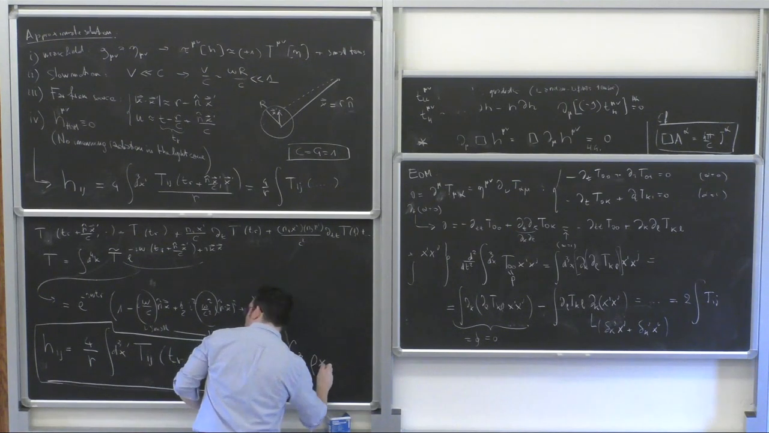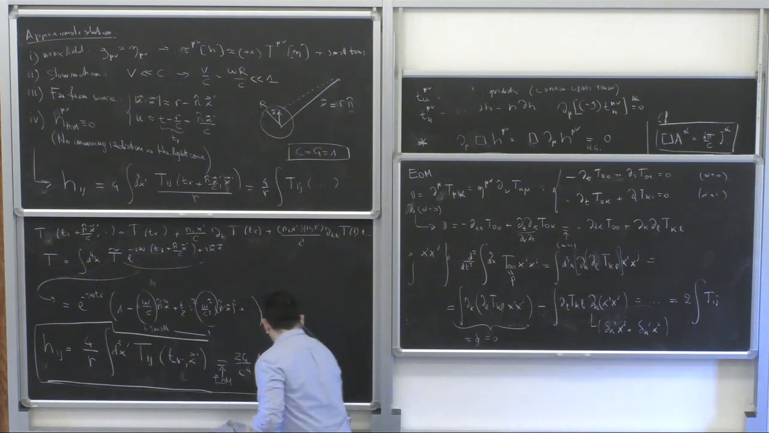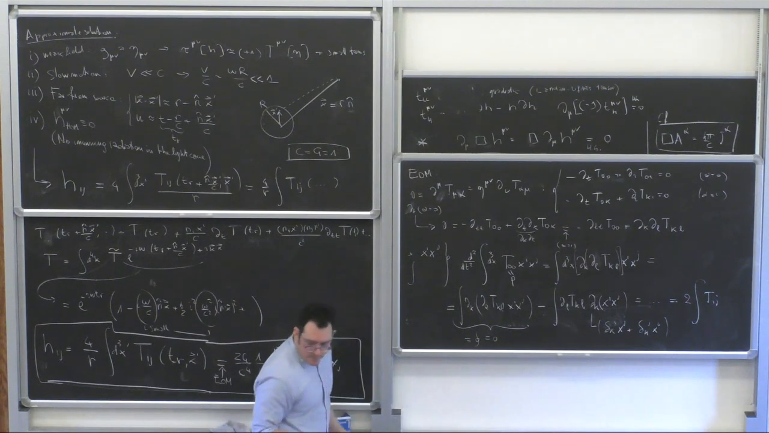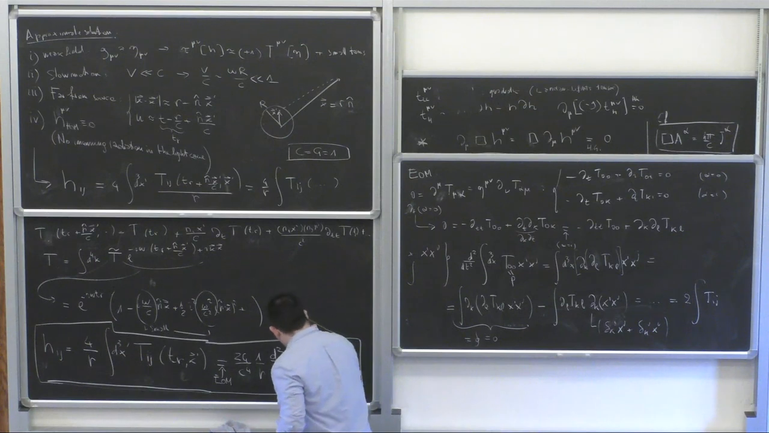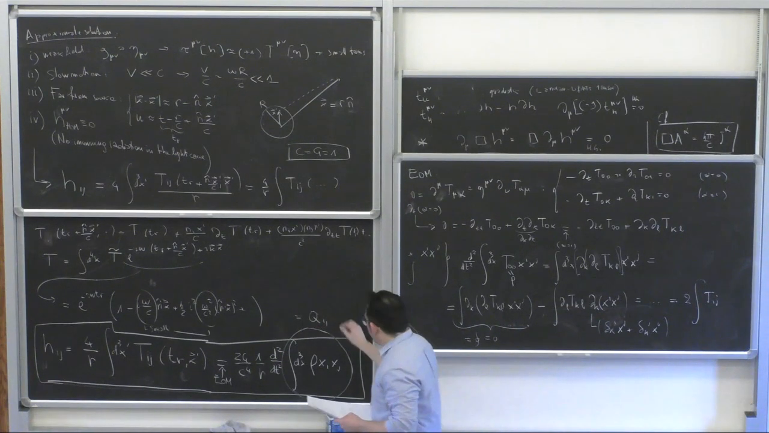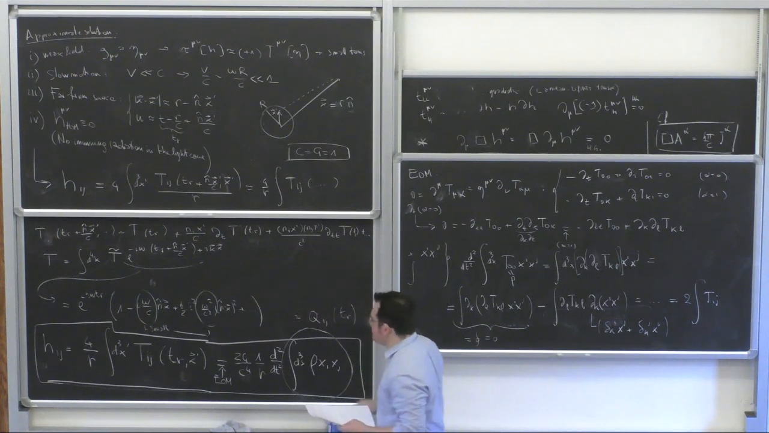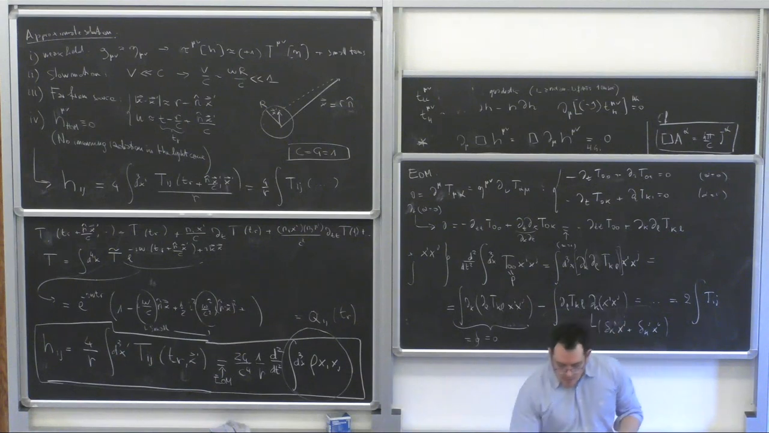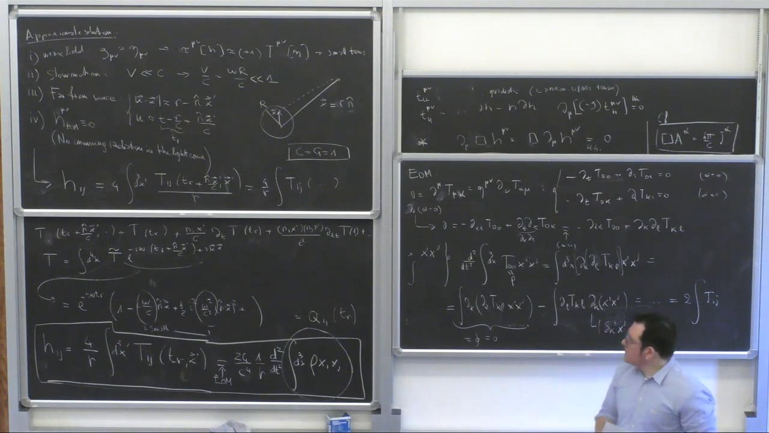Of rho, xi, xj in this case. But here, this guy here is the quadrupole moment, calculated at t_r. Okay, so this is the celebrated quadrupole formula.